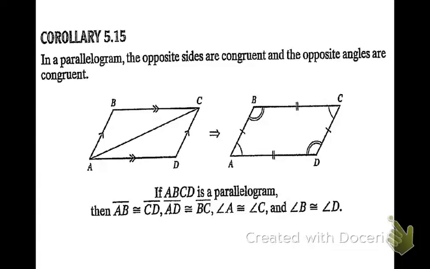Corollary: in a parallelogram the opposite sides are congruent and the opposite angles are congruent. So if we have a parallelogram, then AB is congruent to CD, AD is congruent to BC, and angle A is congruent to angle C, and B is congruent to D. That's also a result of CP, right? Because we know by angle side angle that the two triangles are congruent, so that'd be CP as well.